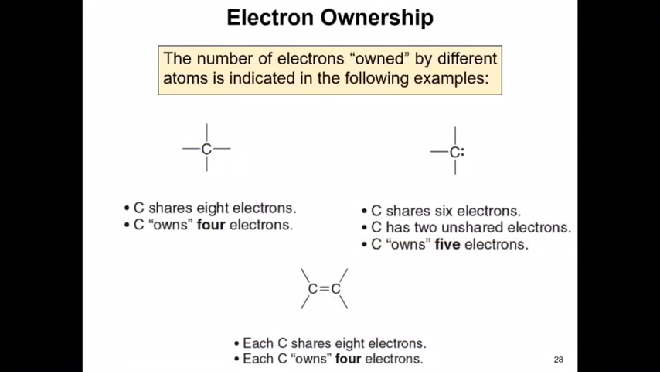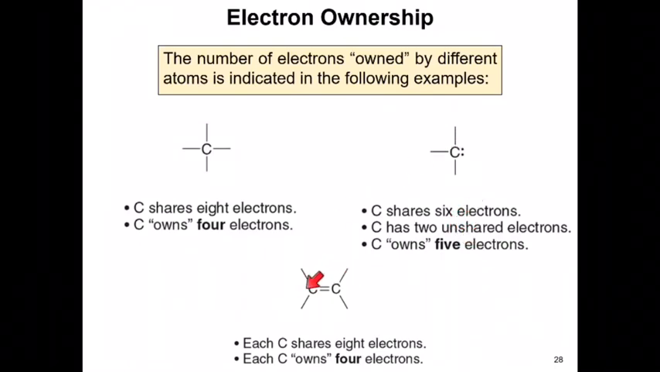So here's a few examples on how to determine the number of electrons owned by an atom. Looking at this carbon on the left, you can see that it has a total of 4 bonding pairs, which equates to a total of 8 bonding electrons. Half of that is owned by this carbon, which is equivalent to 4 electrons. This carbon on the right has 3 bonding pairs, which is equivalent to 6 bonding electrons. Divide that by 2 and you get 3 plus the lone pair of electrons. So that's a total of 5 electrons owned by this carbon.